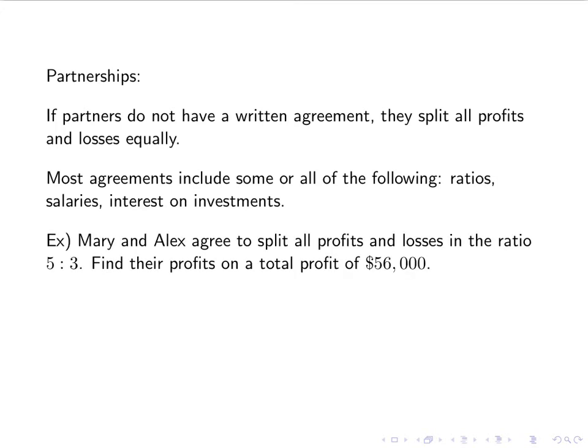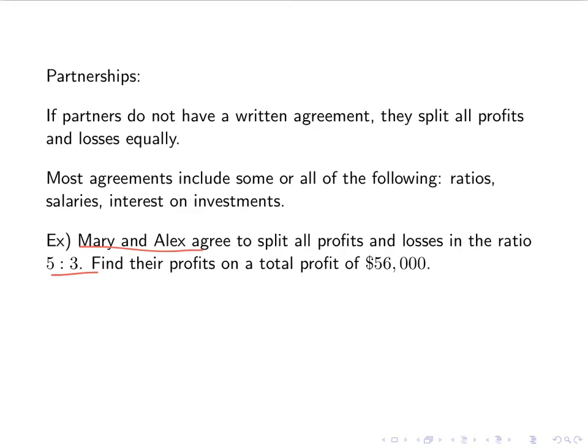For example, Mary and Alex agree to split all profits and losses in the ratio 5-3. Find their profits on a total profit of $56,000. So whenever you see a ratio in the form of something like 5-3, it's always in the same order as the way that we named the people. So Mary is the 5, Alex is the 3.